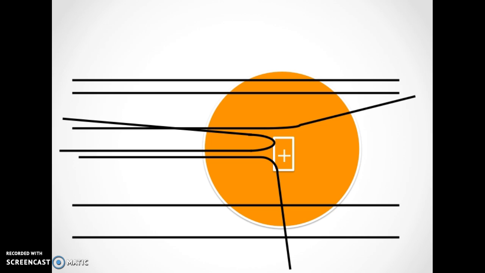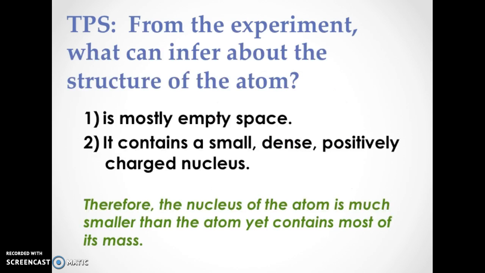Okay, so now that you had time to think about it, you could have come up with two things. From the experiment, you could infer that because most of the alpha particles went straight through, the atom is mostly empty space. And two, because some of the alpha particles shot back, reflected, that means that it does contain something, but it's really, really tiny, really, really dense, and positively charged.